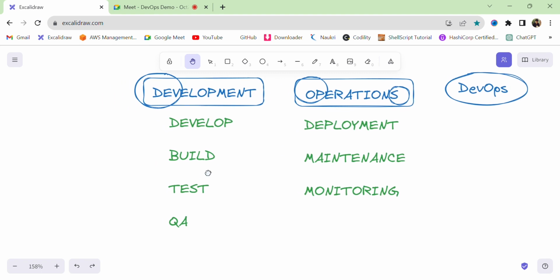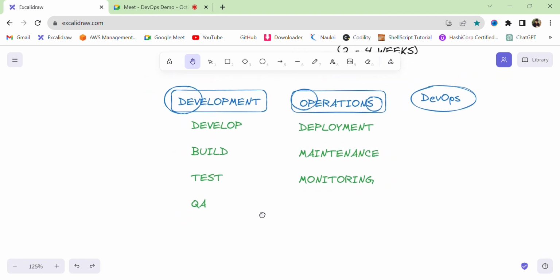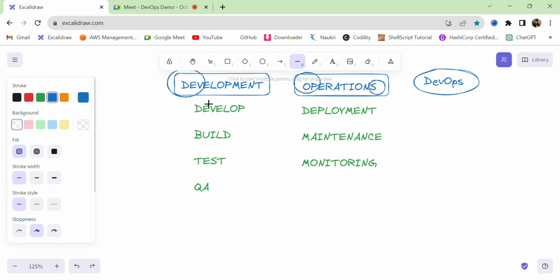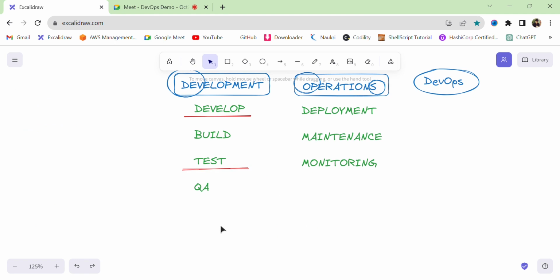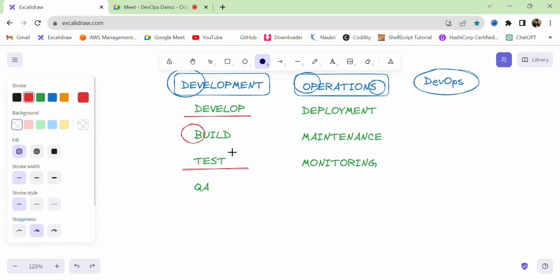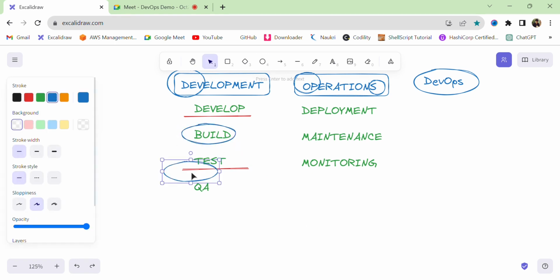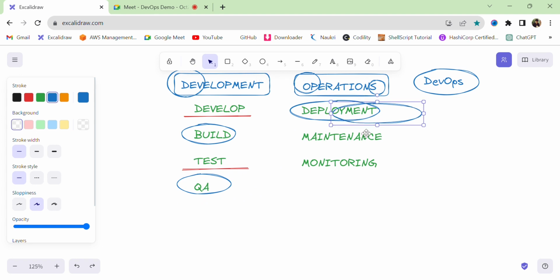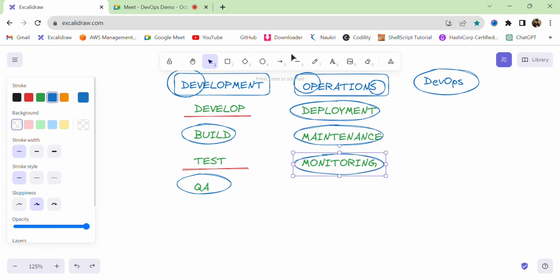Now what exactly do DevOps guys do? The question is, development cannot be replaced by anybody because developers are the ones who are aware of the programming knowledge. So you cannot replace the developers, and neither can you replace the testers. But when we talk about the rest of the things, let's say build or QA, or deployment or maintenance and monitoring, all this can be done by a DevOps engineer.